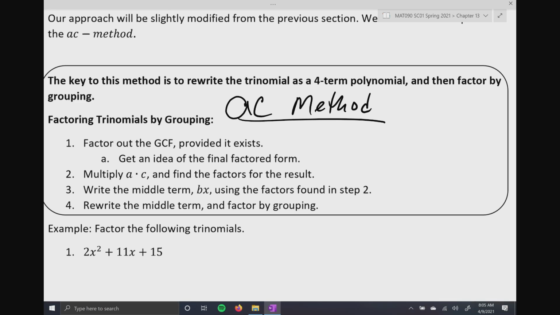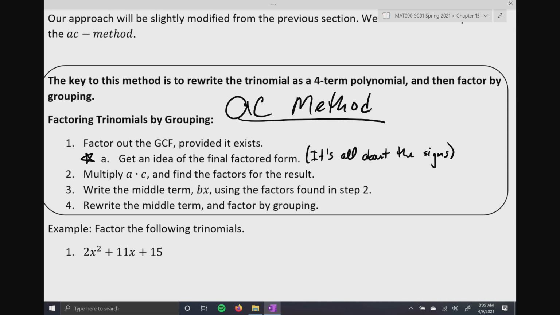All right? So step 1, you always want to factor a GCF provided it exists. All right? Now, 1A is extremely important. I'm going to put a star there. Because what you're going to want to do is get an idea of what this answer is going to look like. Most importantly, in this step, it's all about the signs. It's all about, are both of my binomials both pluses, both minuses, or a combination, plus and minus? Okay? So that's step 1A. It's massively important.